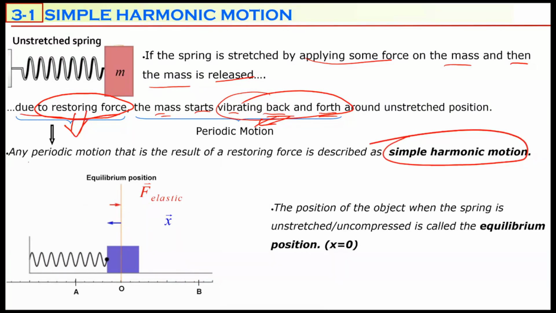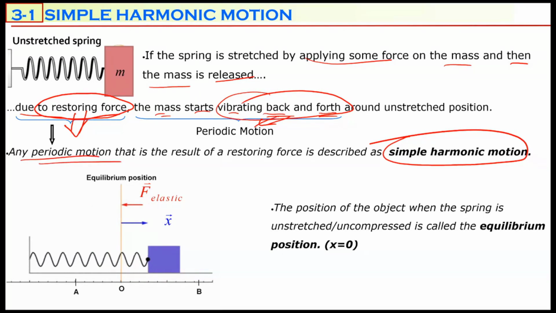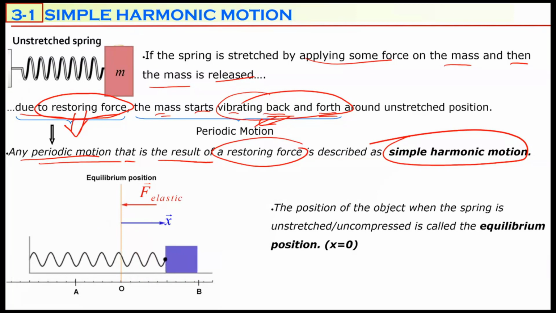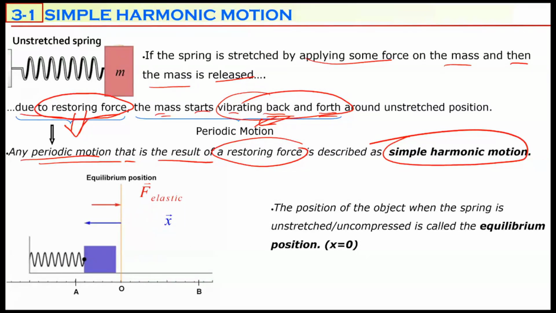Yani, this is the definition in the book. Any periodic motion, yes, simple harmonic motion is a periodic motion. But what kind of periodic motion? That is the result of a restoring force. If there is no restoring force, there is no elastic force, if it is not a spring, this oscillation, this vibration could not be possible. So it is possible only because a spring is an elastic object, only because there is an elastic force acting on this object, and this elastic force always pulls the object back to the equilibrium or unstretched position.